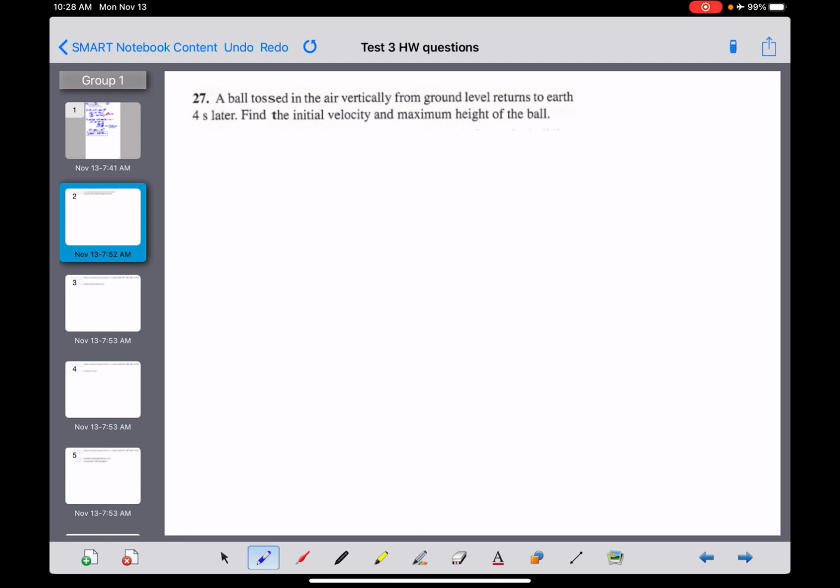So a ball is being tossed in the air vertically from ground level, and it returns to Earth 4 seconds later. So not a real complicated diagram. Object goes up, and then object comes down, and if we know anything about physics right here, guys, we know that this graph we just drew is a parabola, even though I drew it definitely slanted.